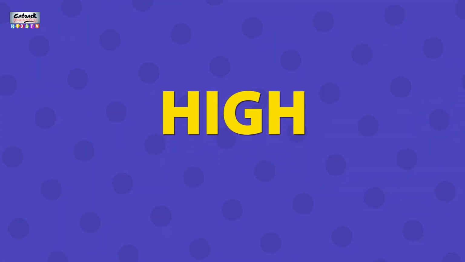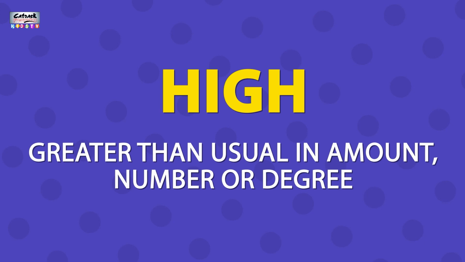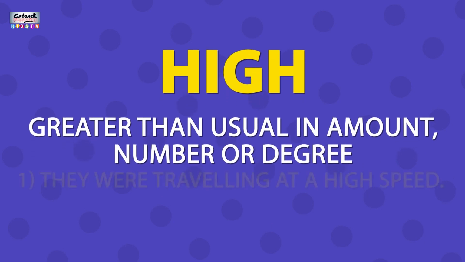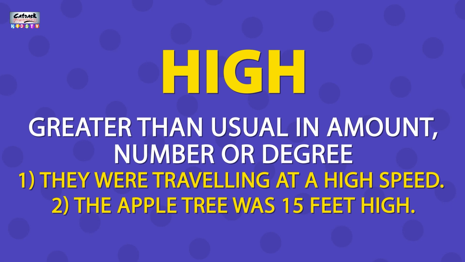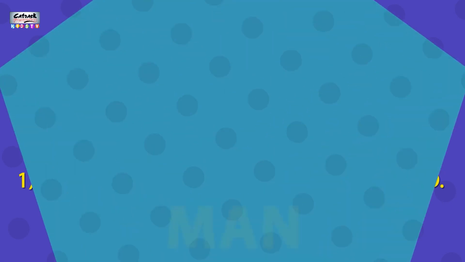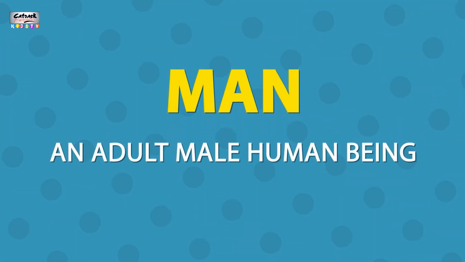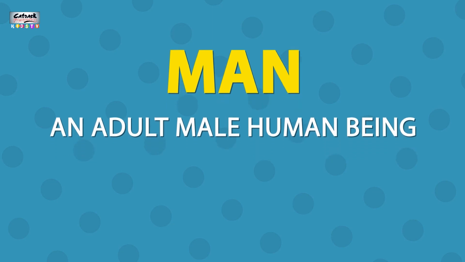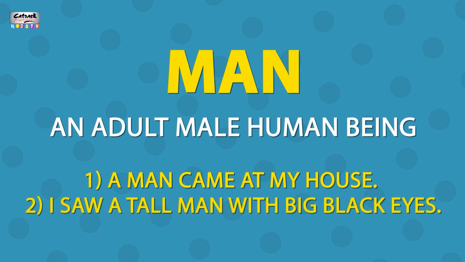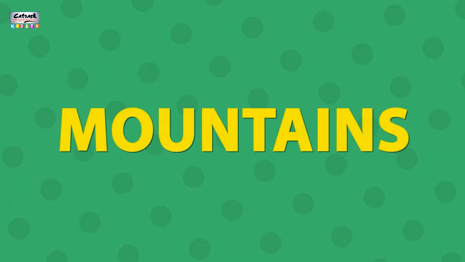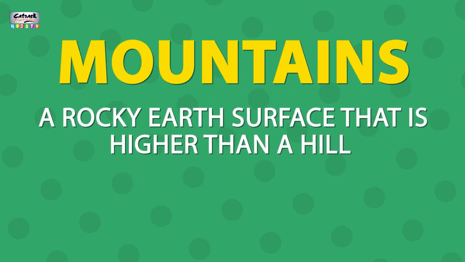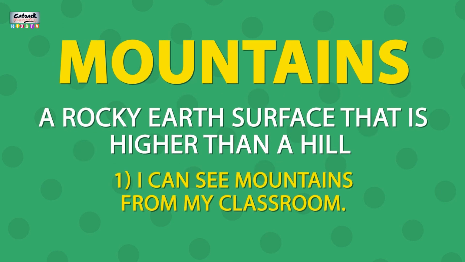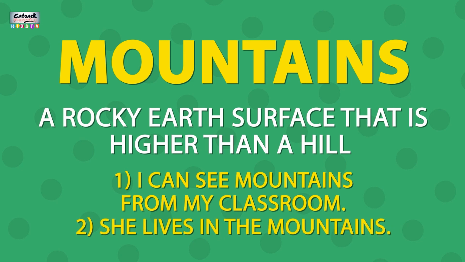High. Greater than usual in amount, number or degree. Example sentences. Number 1. They were traveling at a high speed. Number 2. The apple tree was 15 feet high. Man. An adult male human being. Example sentences. Number 1. A man came at my house. Number 2. I saw a tall man with big black eyes. Mountains. A rocky earth surface that is higher than a hill. Example sentences. Number 1. I can see mountains from my classroom. Number 2. She lives in the mountains.